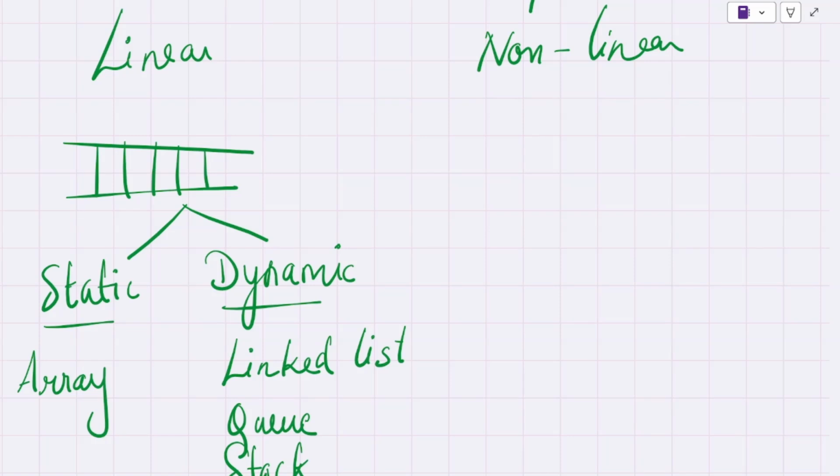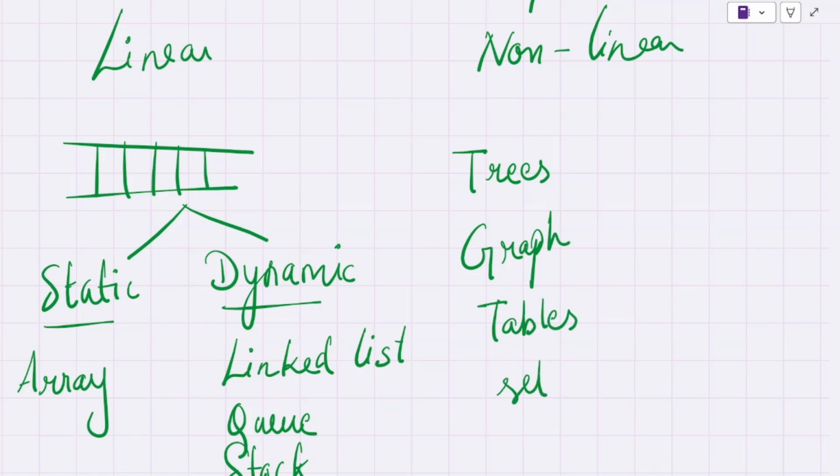In nonlinear, we have examples like trees, graph, tables, sets. These are nonlinear data structures.